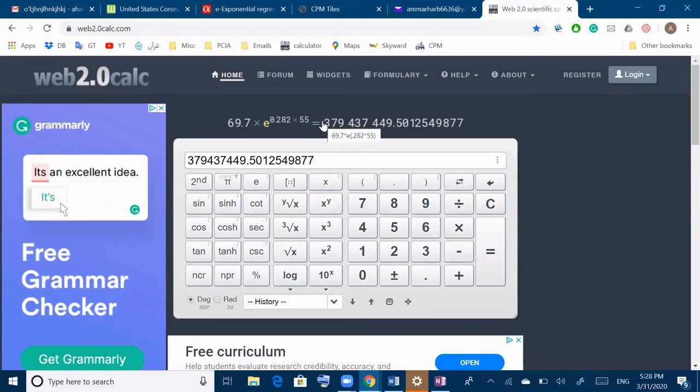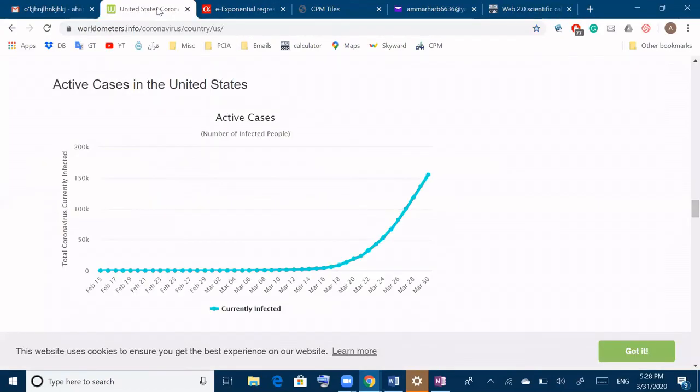So we expect that all the population of the USA will be infected if it continues like this. It is about 379 million, almost all the population, by that date. Anyways, I hope not. I hope everybody will be safe.